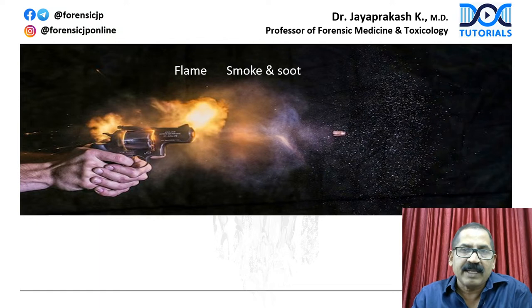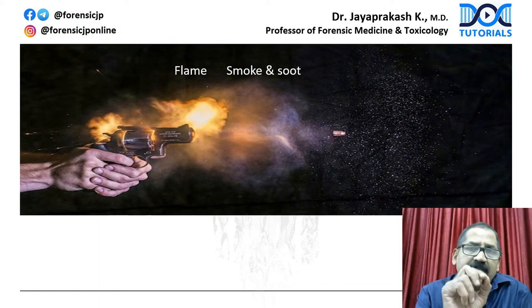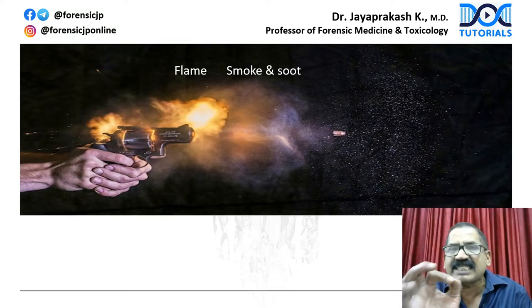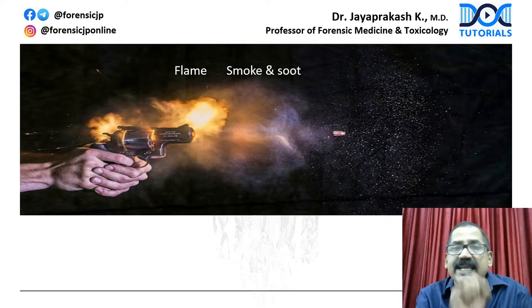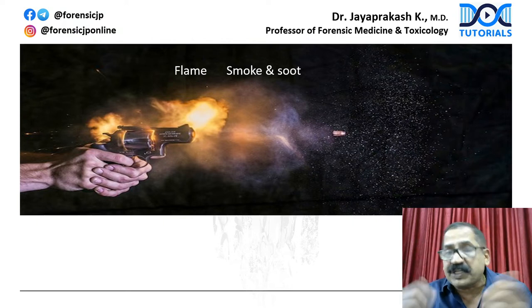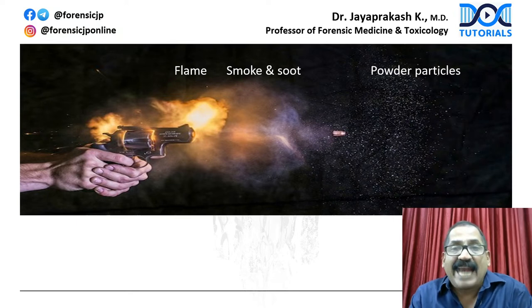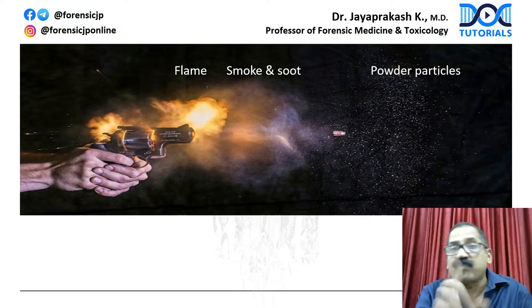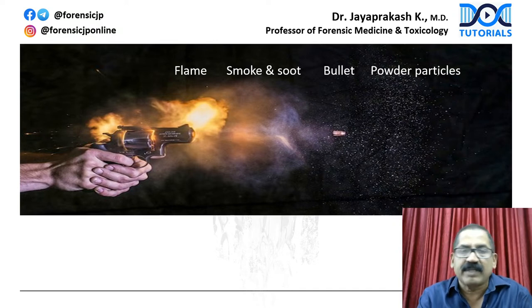Okay. When the unburnt particles and partially burnt particles hit the skin, they penetrate the epidermis and get embedded in the dermis, which gives rise to a condition called tattooing or peppering. And as all of you know, when the bullet hits the skin, it forms a wound of entry. Okay, so all these are products of firing.